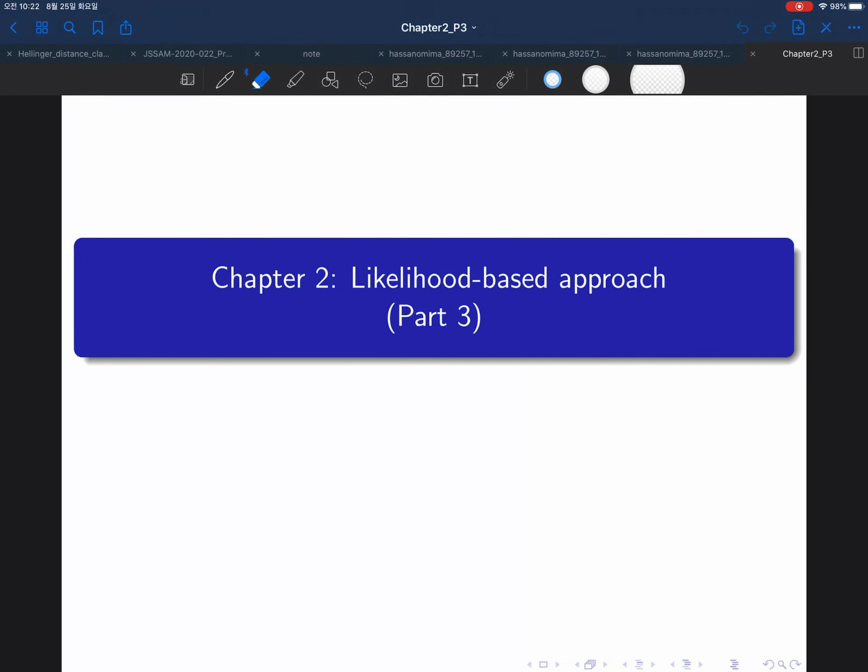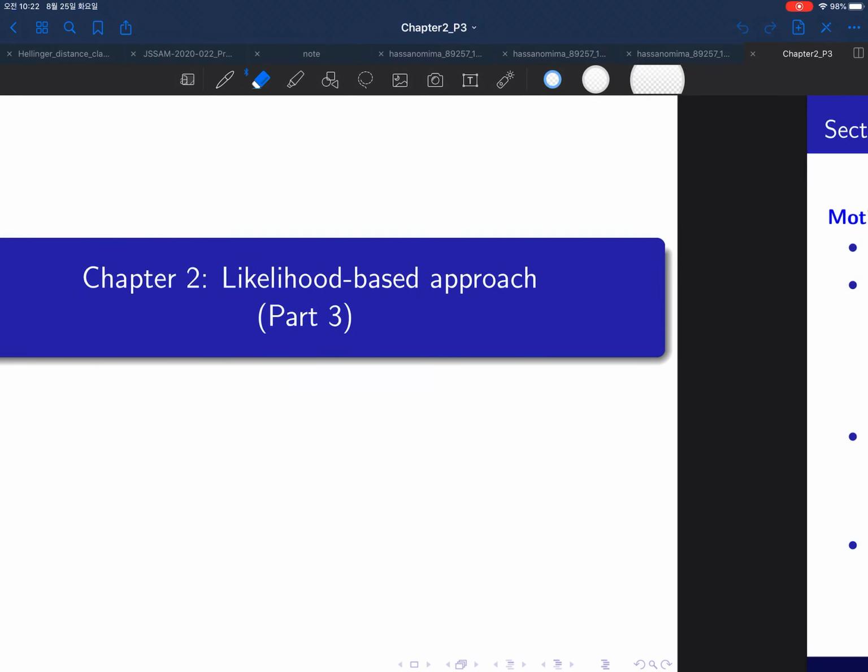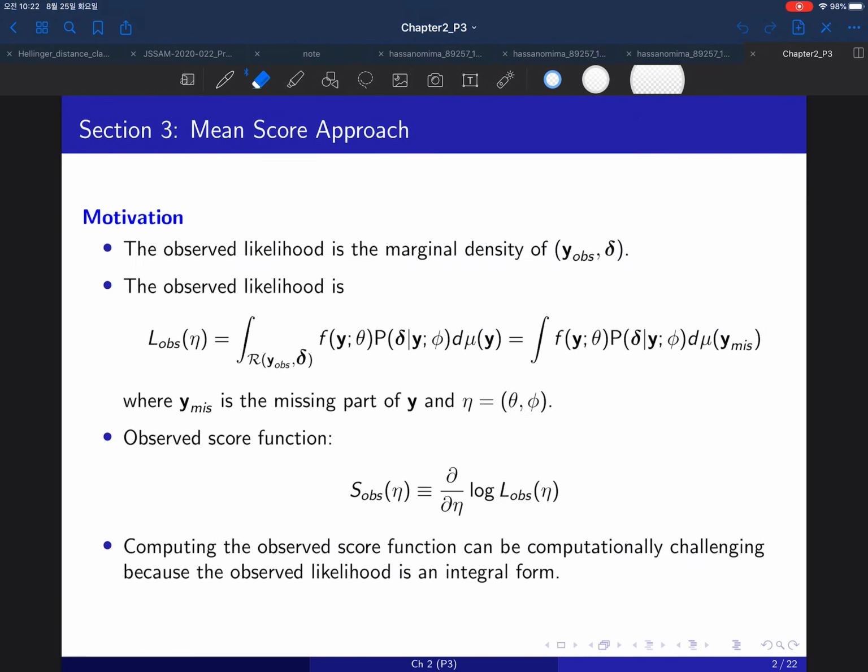Hello everyone. So we'll study chapter 2 part 3, the main property of the observed likelihood and its information matrix.